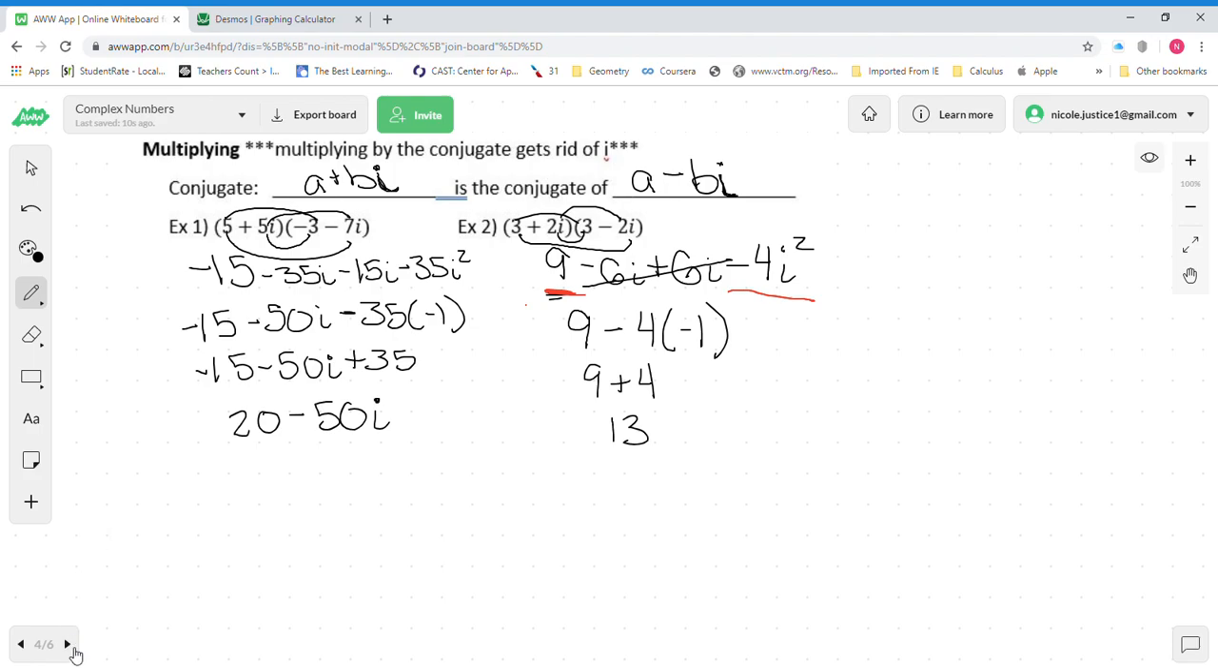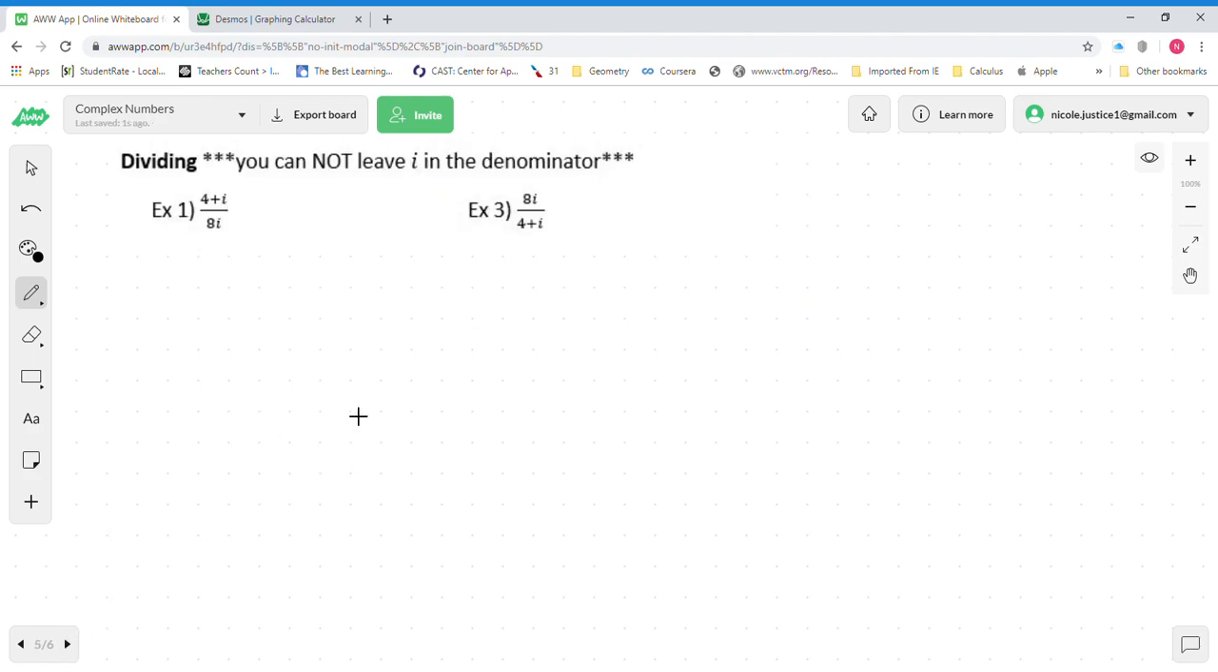So dividing is where it gets fun. When you divide, you cannot leave i in the denominator at all. Okay? So on this one, when we just have a monomial, we're going to multiply the top and the bottom by i. Okay? And since it's i over i, it's really the same thing as multiplying by 1, which is why we're allowed to do it. So when we multiply the top and the bottom by i, I get 4i plus i squared over 8i squared. And now I just need to simplify some stuff.